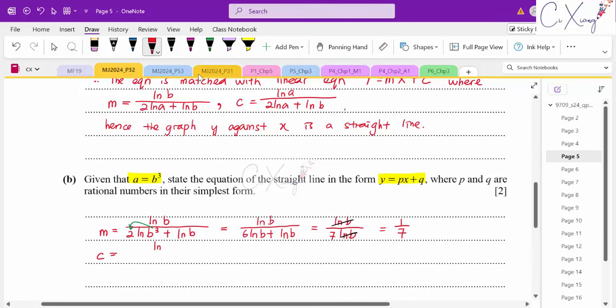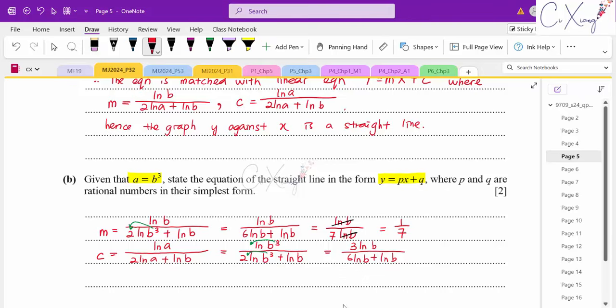So same thing happened. Originally, I'm having c equals to ln a divided by 2 ln a plus ln b. I want to substitute a equals to b power 3 into my equation. So I will be having ln b power 3 divided by 2 ln b power 3 plus ln b. Again, the 3 here, I can put in front, 3 times 2. The 3 here, I can also put in front. So if I rephrase it, I'm having 3 ln b divided by 6 ln b plus ln b.